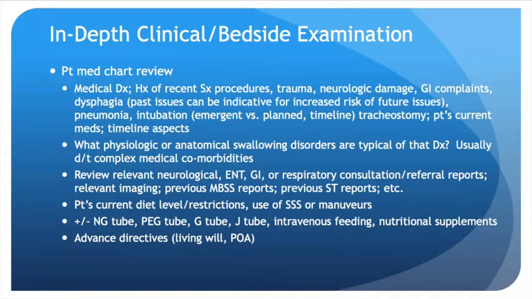You might also look at history of pneumonia, history of intubation, emergent versus planned. For example, emergent intubation has more complications relative to, for example, laryngeal trauma than planned intubation. You might look at the timeline of the intubation if there is an intubation present. Does the patient have a history of tracheostomy? What are their current medications? So any other kinds of timeline aspects that can help you determine when the problem started and how it's progressing. What physiologic or anatomical swallowing disorders are typical of the patient's diagnosis?